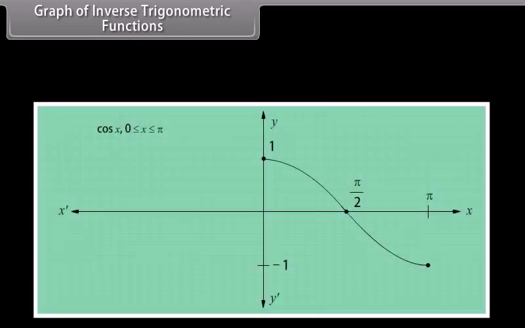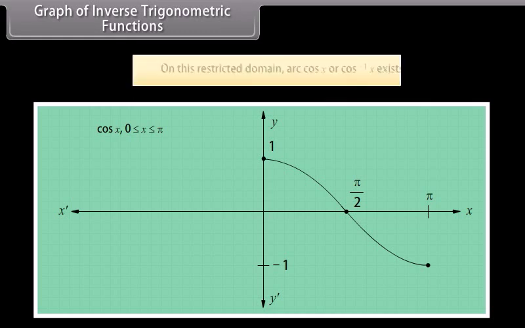The derivations of the graphs of arc cos x and arc tan x are similar to that of arc sin x. In both instances, intervals must be restricted. For arc cos x, we use the 1, -1 piece. On this restricted domain, arc cos x or cos inverse x exists.